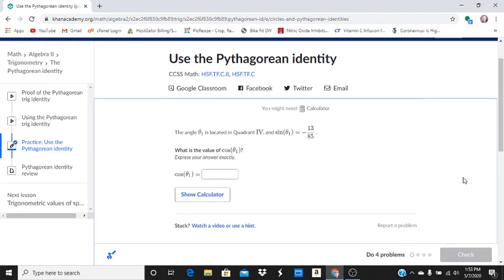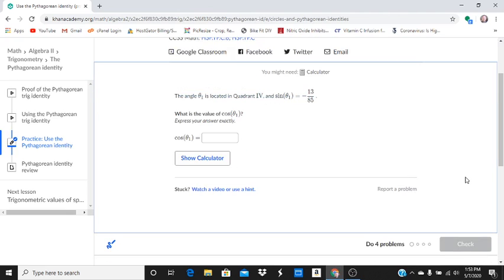All right, so let's look at this problem. So we have this angle theta. It's located in quadrant 4, and the sine of theta is negative 13 over 85. So we want to know what is the value of the cosine.